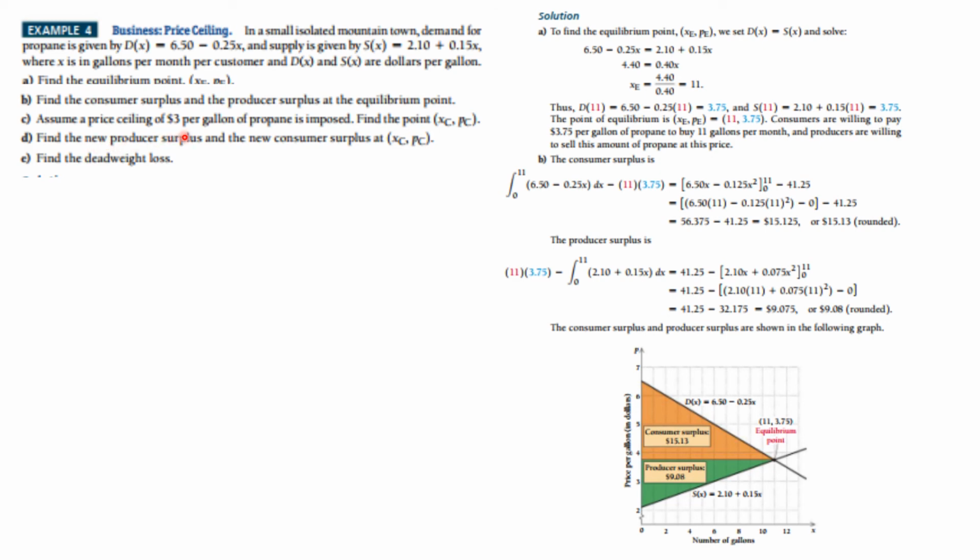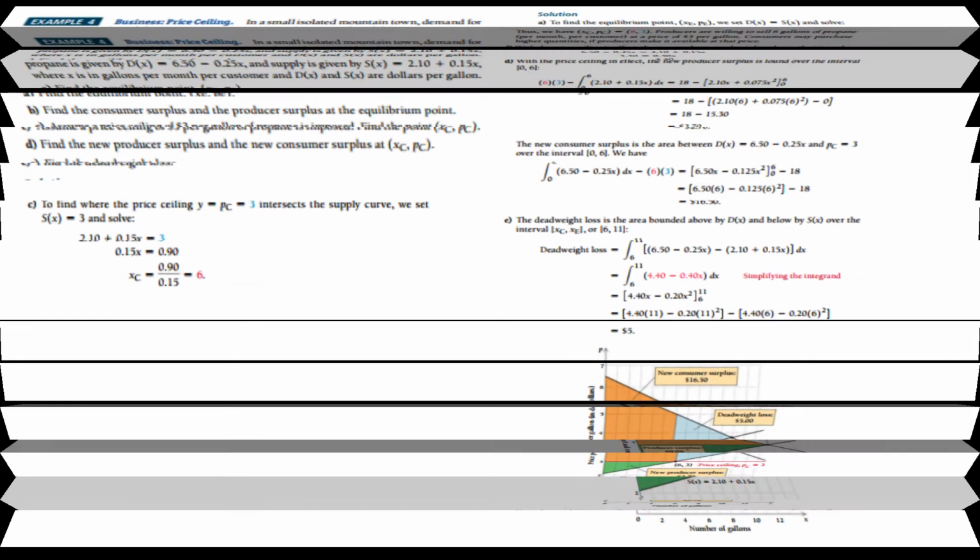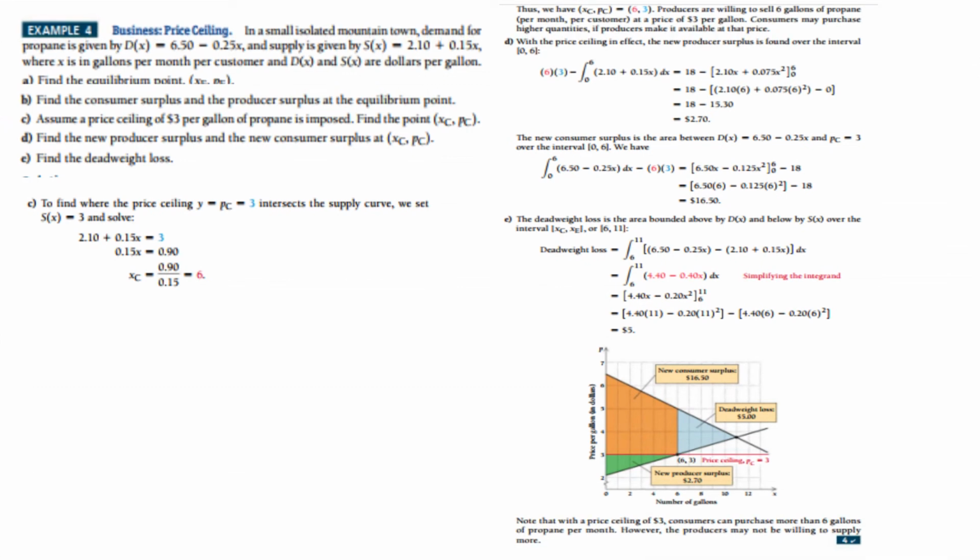So that gets me through with this, and we're now going to go to part C. Okay, so here is part C. Assume that a price ceiling of $3 per gallon is imposed. Find this point. Well, to find where the price ceiling intersects the supply curve, we set S(x) equal to 3 and solve for x, and we get x is 6. So we have this point is (6, 3). And that's the answer to C.